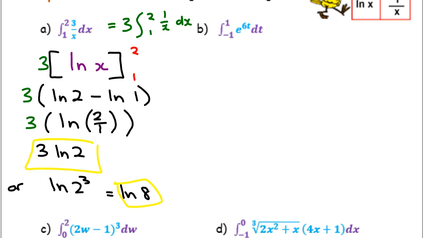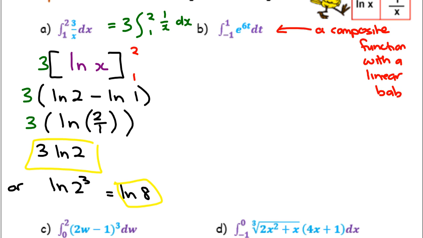So let's make a note of that. This is where we have to use that nice phrasing method. A composite function with a linear baby. You could say linear sub n, or if you just want to write baby, because it's how you remember it, that's fine.